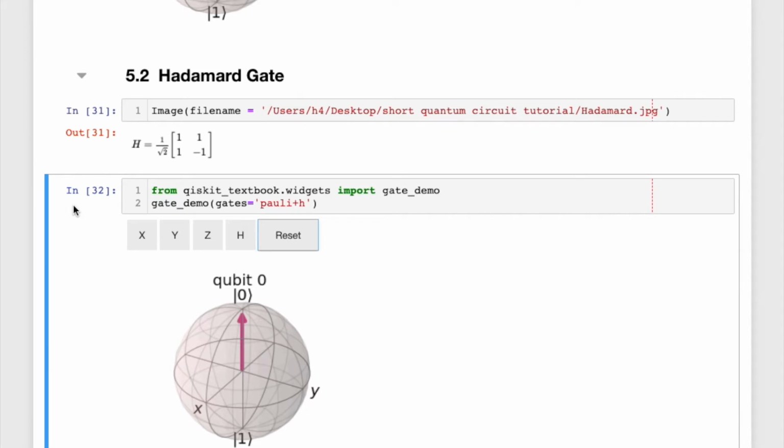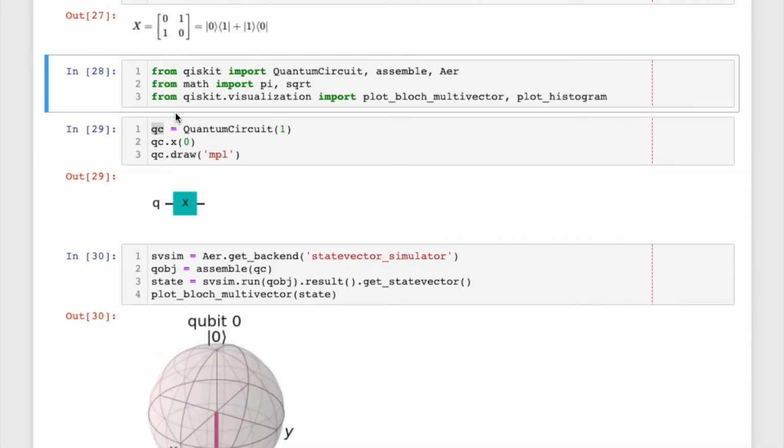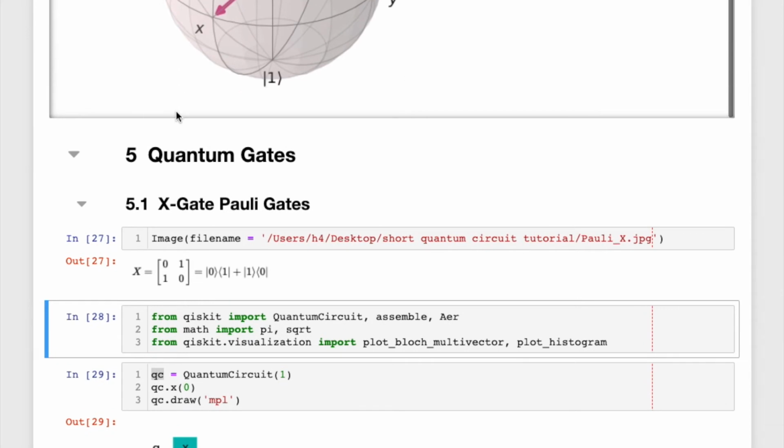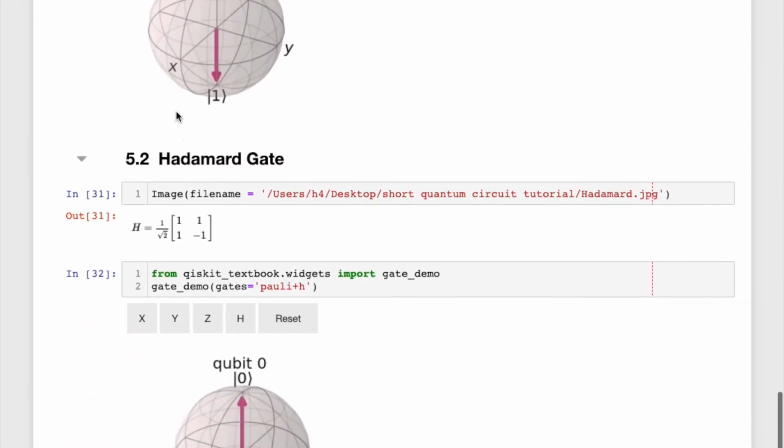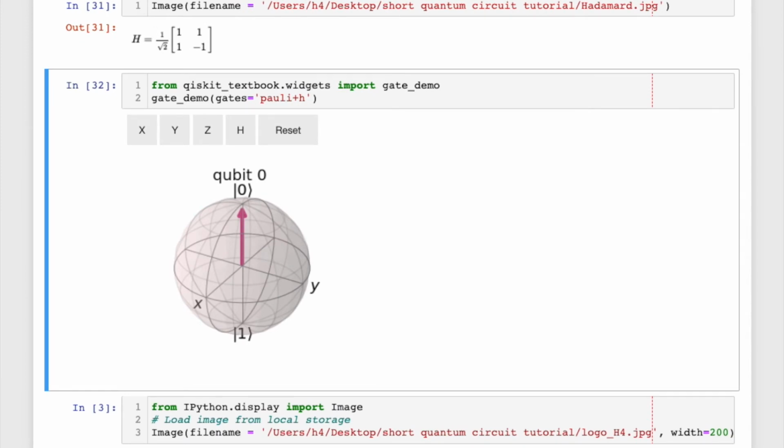Any questions so far about these two gates, or is it clear? Cool.